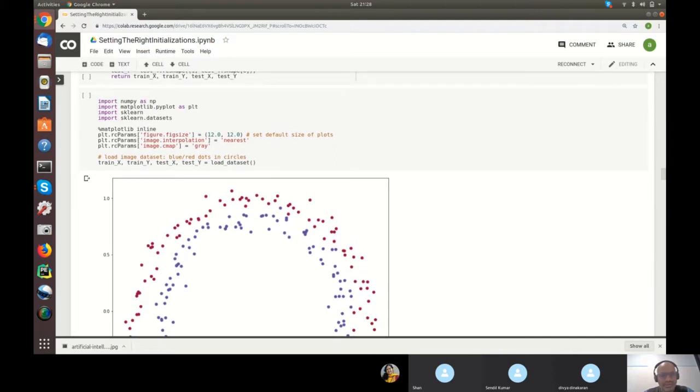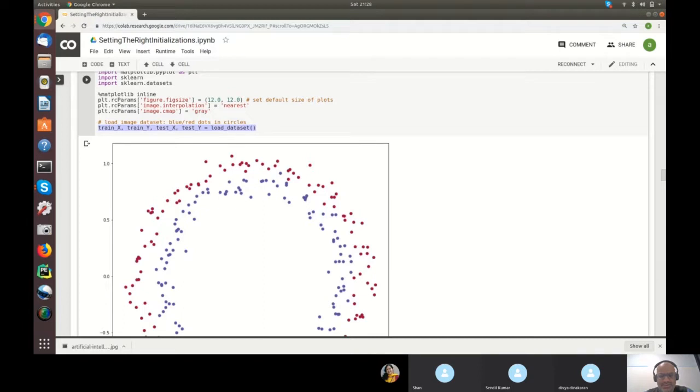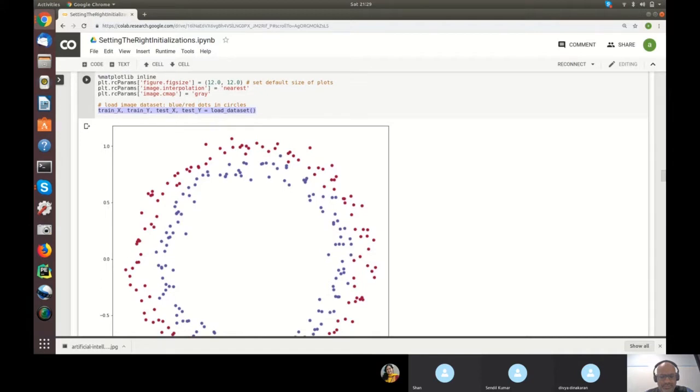First, what we did was, we are just creating a data set. This data set is created using scikit-learn, where it generates two circles of two different radius, and it adds some noise to them. So one class is red dots, the other class is blue dots. And what we are trying to do is find a classifier that separates the red dots from the blue dots. Does that sound okay? Okay.